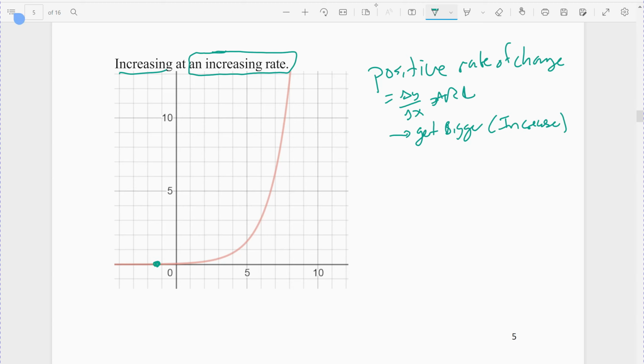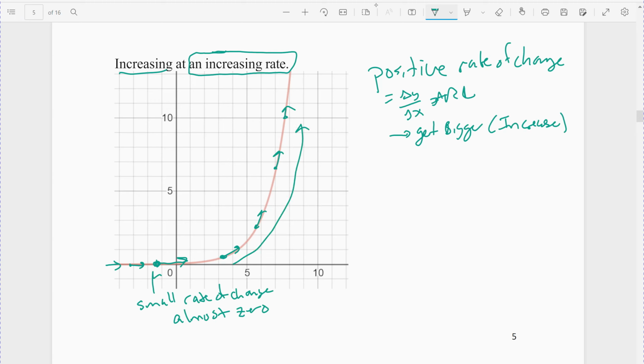Down here, if I picked values and found the rate of change, it would be a very small rate of change. Almost zero, almost no change. There is a slow growth. Eventually, if we go far enough back, statistically speaking, we would say it was a zero rate of change. So very small. But then as I move up, notice it starts to get steeper, as I pick points moving up this line. And so it's moving up faster and faster. It's increasing here.